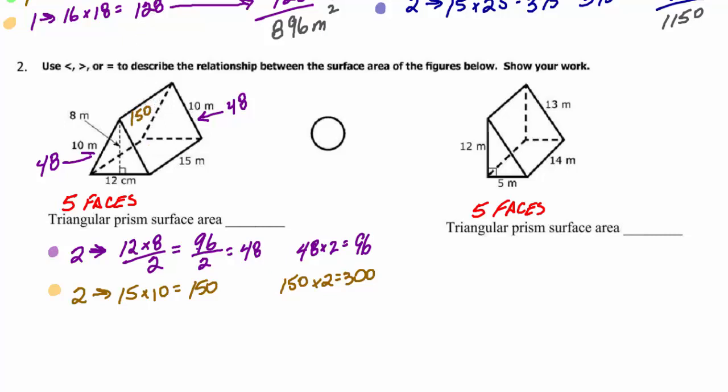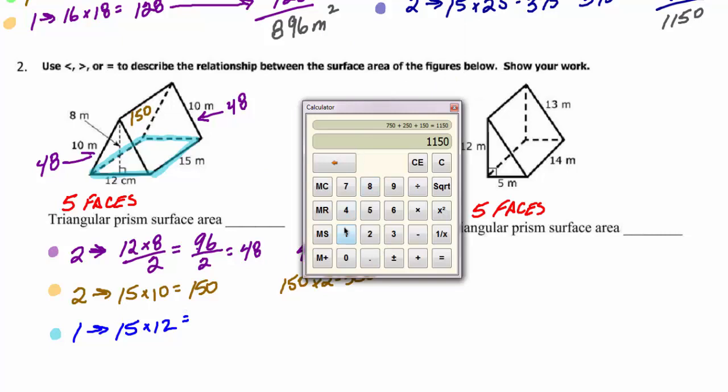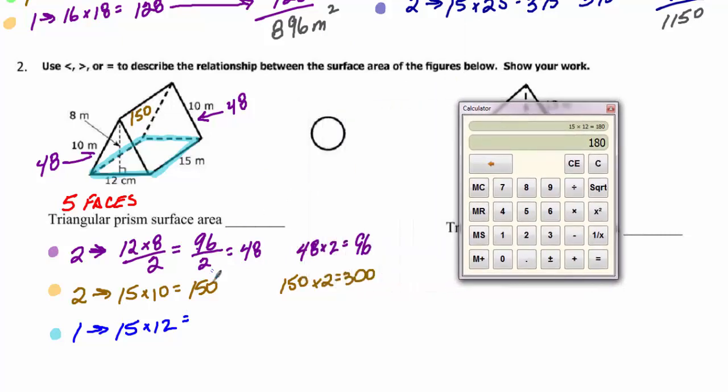So lastly, I've got the bottom. The bottom right here, there is one face like it. And that one face is 15 by 12. Let's grab our calculator. 15 times 12, 180. I don't have 2 of those. I have just one of them, so I bring that 180 right over.